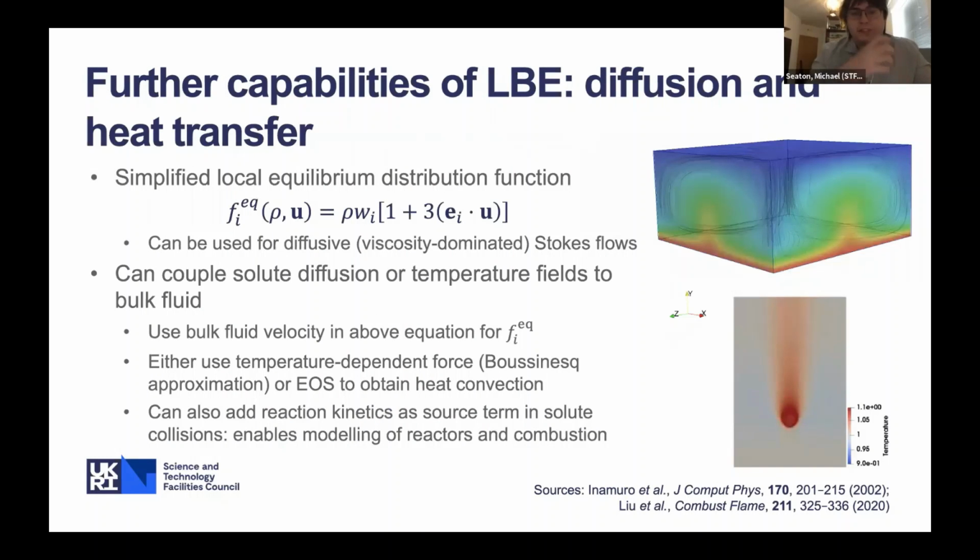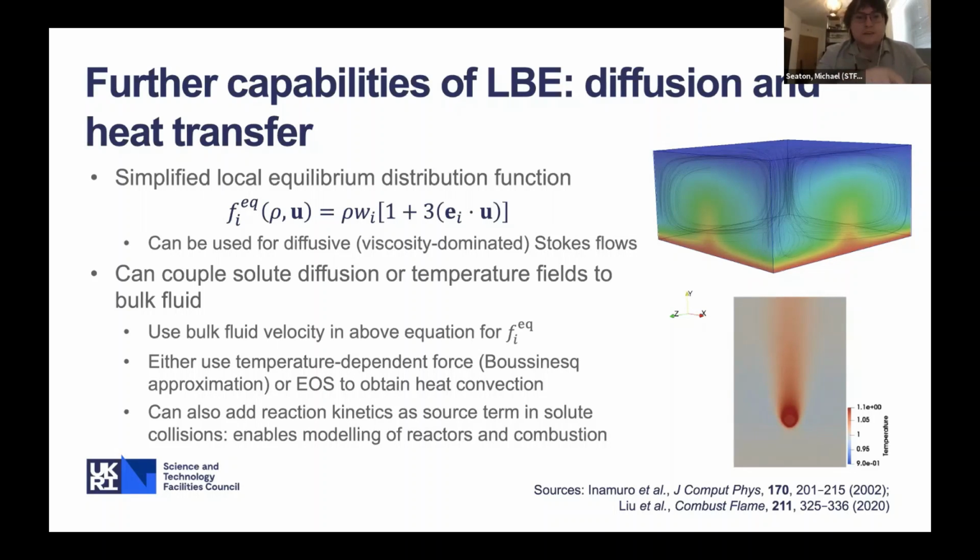Okay, so some more things that we can do with Lattice Boltzmann. We can also couple in diffusion and heat transfer to our simulations. There's a simplified local equilibrium distribution function that we can use, and this effectively gives us viscosity dominated flows, or Stokes flows, so fluids creeping around. We can look at things like fluids creeping around objects, for instance.